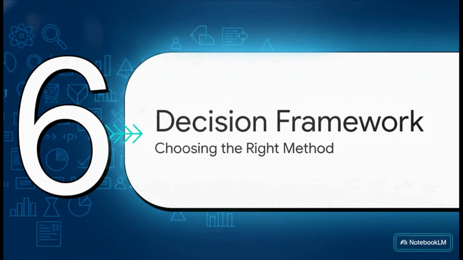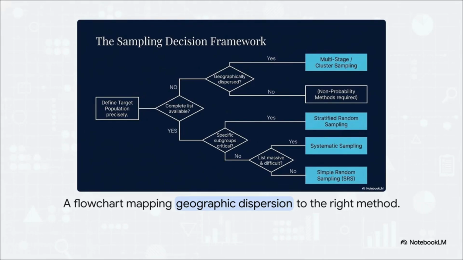Finally, Section 6. Let's pull this all together into the sampling decision framework. We've covered the heavy theories and the math, so now let's look at a highly practical decision tree. This diagnostic flowchart completely demystifies the whole research design process by framing it as a series of simple if X constraint, then Y method choices. You start by defining your target population precisely. Then you ask, do you have a complete list available? If the answer is no and the population is geographically dispersed, you're immediately looking at multi-stage or cluster sampling. If you do have a list, but specific subgroups are absolutely critical to your research, you instantly route over to stratified random sampling. It really forces you to align your chosen method with the harsh reality of your available data and resources.